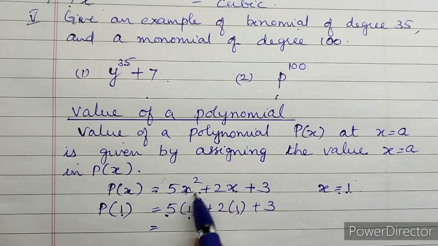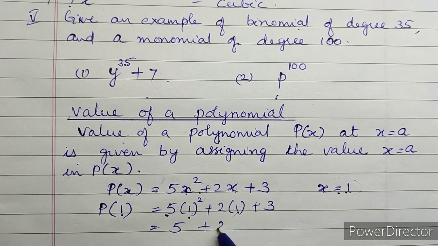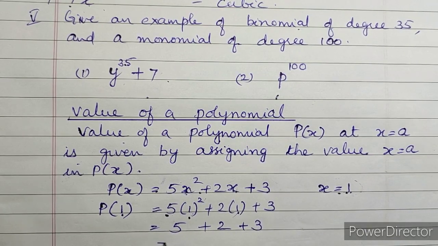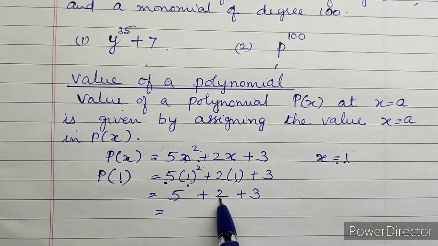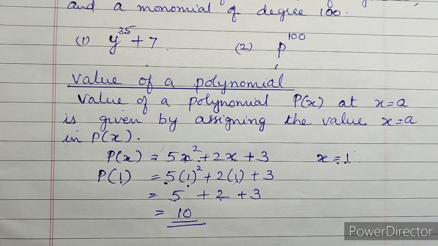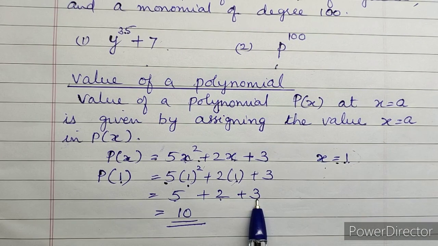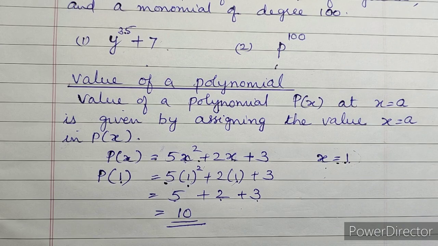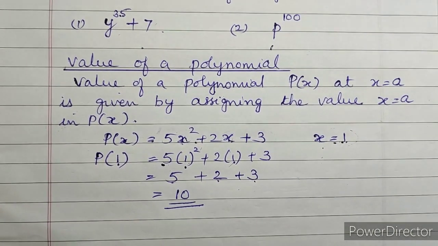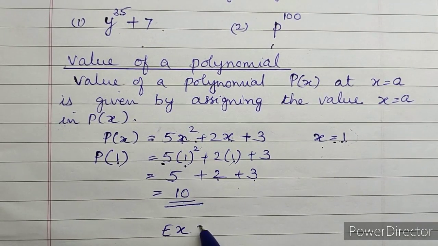So 5 into this x replaced by 1. Here this x replaced by 1. So 5 into 1 square. 1 square is 1 only. So 5 into 1 it is 5 only. Plus 2 into 1 again 2 only. Plus 3 equals 5 plus 2 is 7. 7 plus 3 is 10. So 10 is the value of the polynomial when x is equal to 1. So this is the way you will find the value of the polynomial. Hope you understood, children. Some few sums when you do, you will understand properly. So we will pass on to the next exercise, Exercise 2.2.